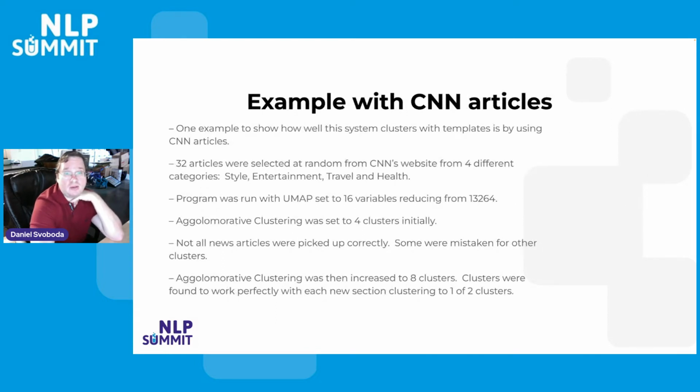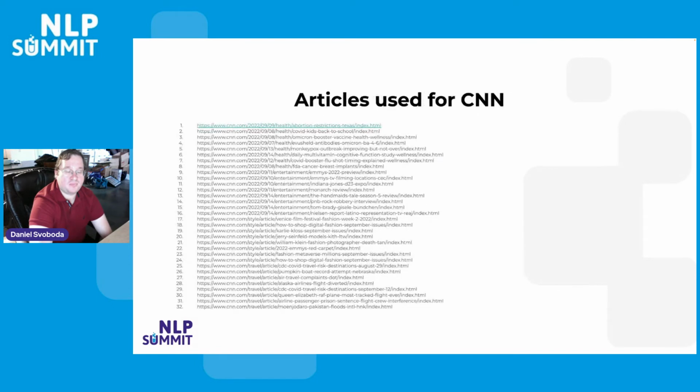So one example I did was using CNN articles. I took 32 articles from CNN's website on 4 different categories: style, entertainment, travel, and health. Altogether, there were about 13,000 variables, so I used UMAP to reduce it to 16. And with agglomerative clustering, I initially set it to 4 clusters. So not all the news articles were picked up correctly. Some were mistaken for another cluster. So I then increased it to 8 clusters, and then using 2 numbers to represent each topic, it was able to find it perfectly. So here are the articles that I used.